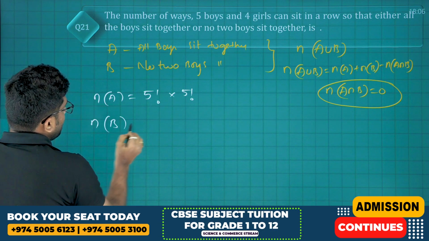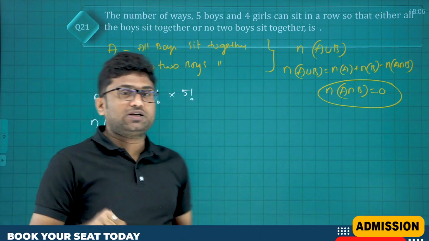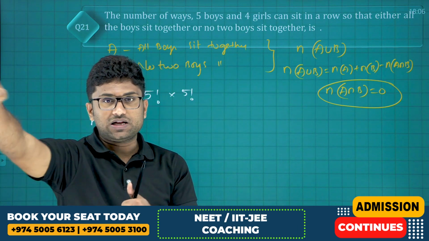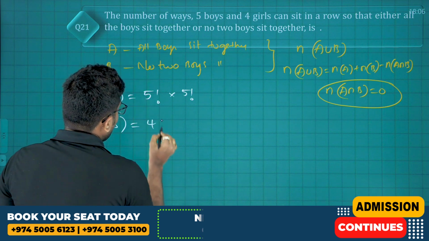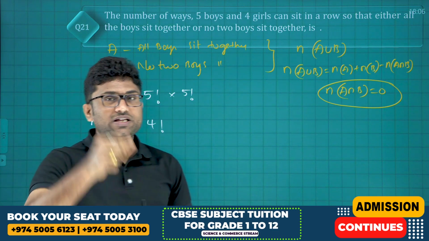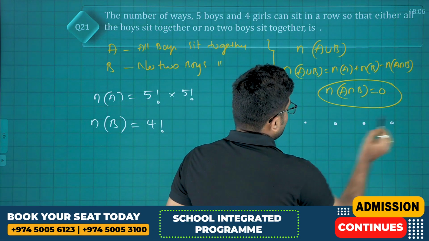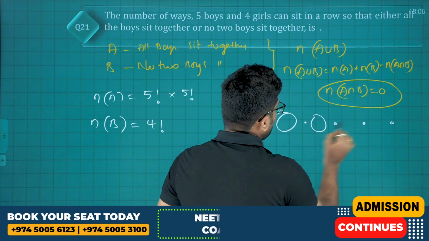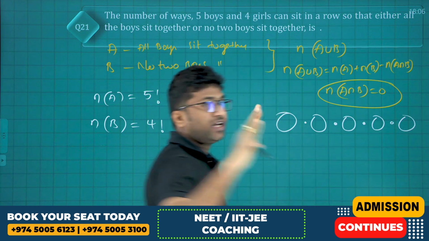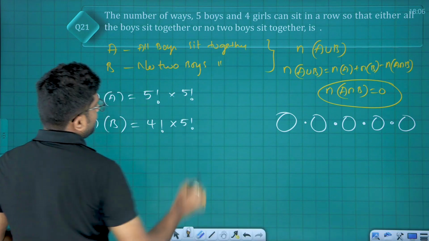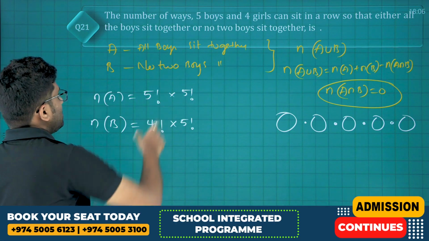And n of B means no 2 boys sit together. In this case we use the gap method. So first we arrange all the 4 girls in a row, 4 factorial ways. When we arrange 4 girls, friends, we have got gaps 1, 2, 3, 4, 5. 5 gaps we have got. In these 5 gaps, 5 boys can be arranged in 5 factorial. So this is n of A and this is n of B.